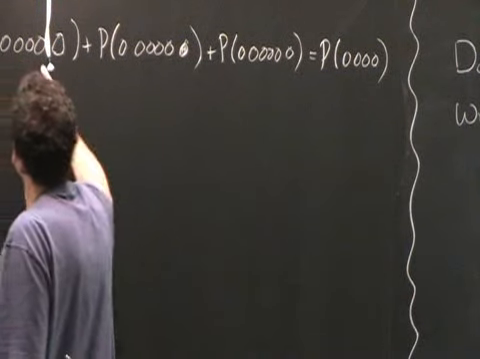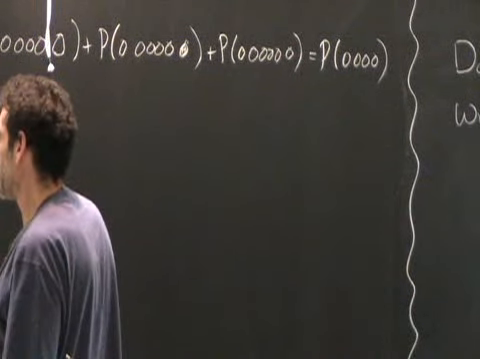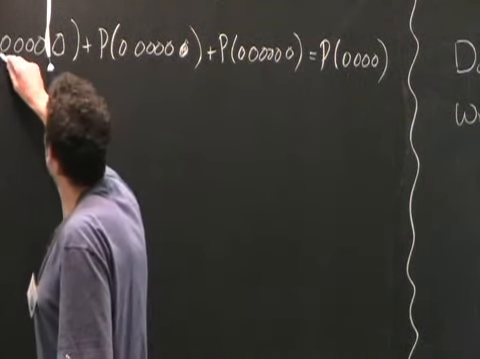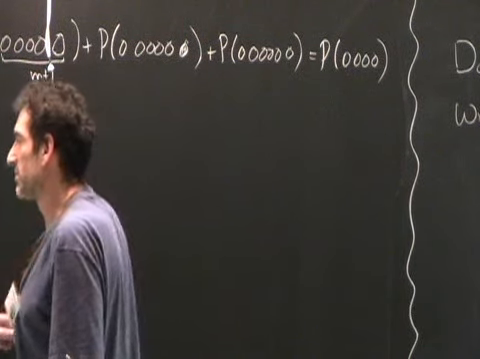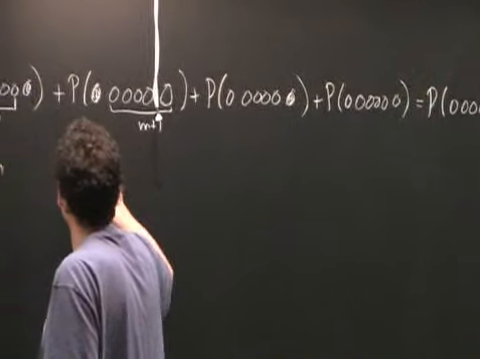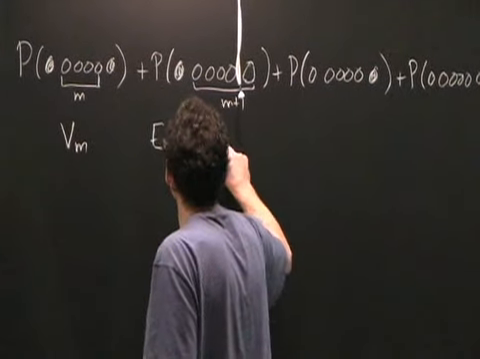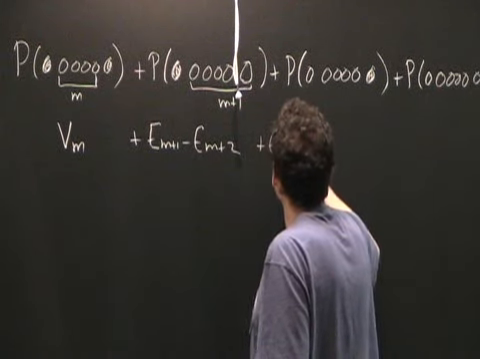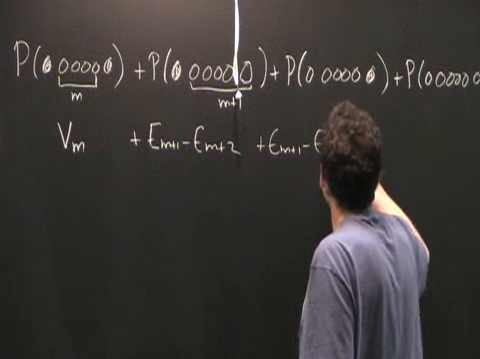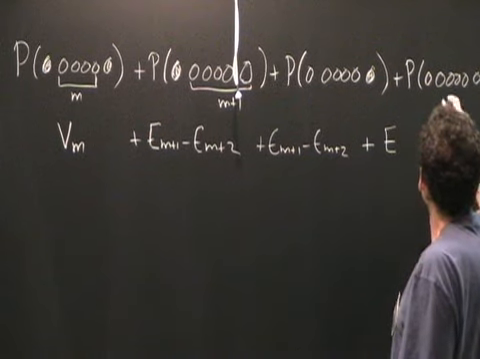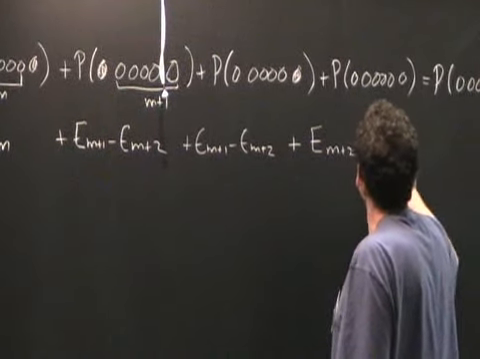And what's this guy? Well, let's see. Here we have m plus 1 empty sites. And so according to this little cartoon, this thing with n empty sites is this guy. So this one is equal to E m plus 1 minus E m plus 2. This guy's the same thing back again, so it's plus E m plus 1 minus E m plus 2. This guy is plus E m plus 2. And this is equal to E m.